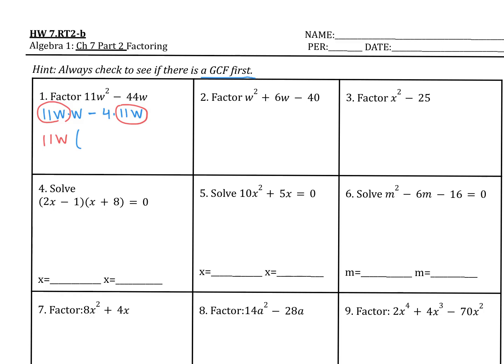Inside you're left with w minus 4. So your answer is 11w times (w minus 4).